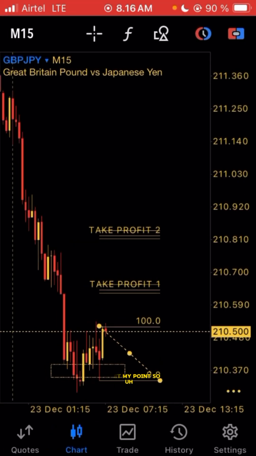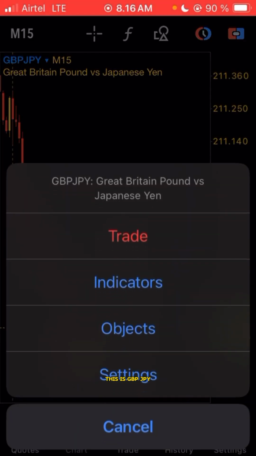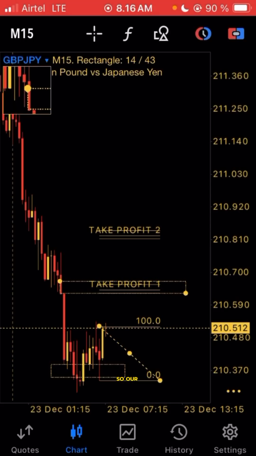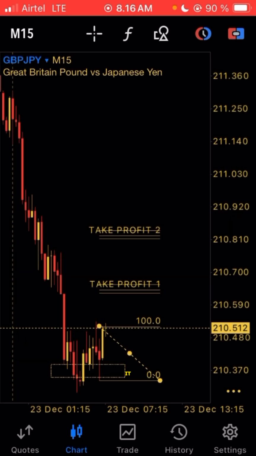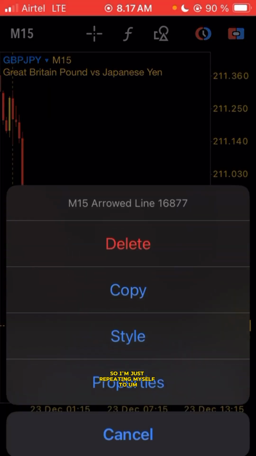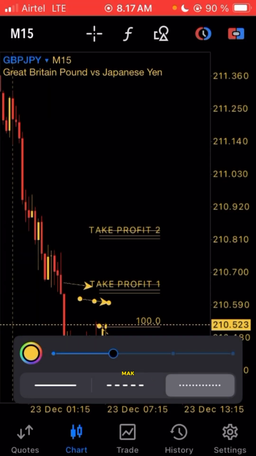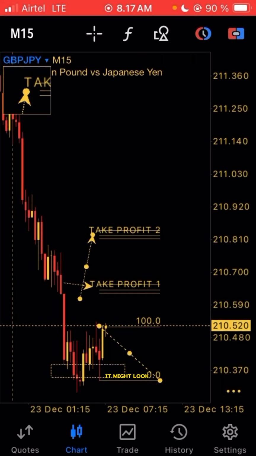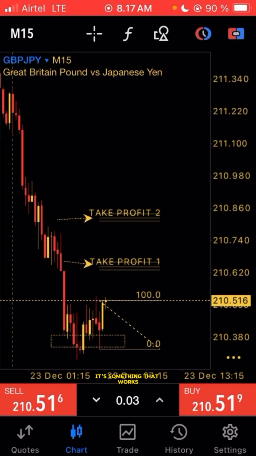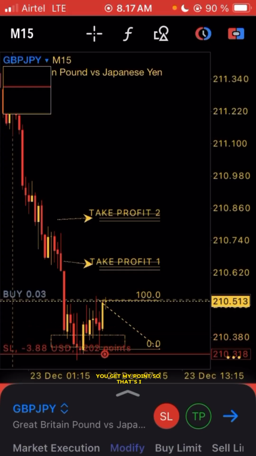So this is GBP/JPY, and right now we also have a bullish bias. Our TP1 is right there, and also our TP2 is up there. I'm just repeating myself to make sure you understand the concept, understand what I'm doing, right? It might look difficult, but you're seeing it already, you know it's working. It's something that works, it makes sense, it's something that is alive. You get my point. So that's it.